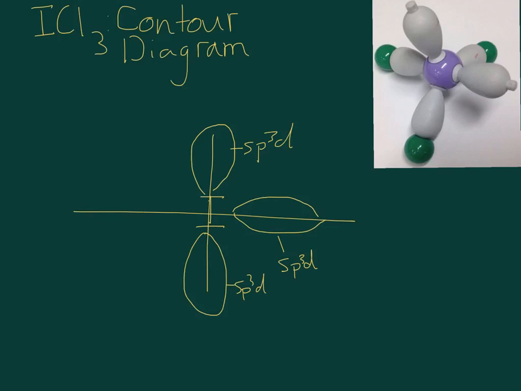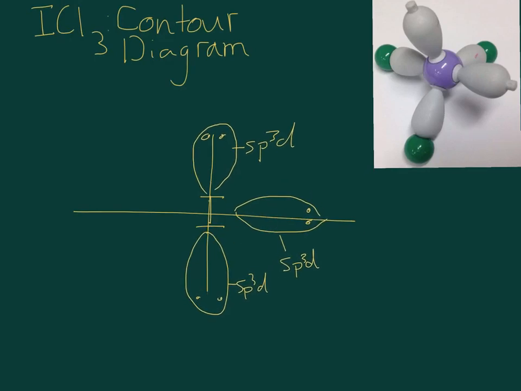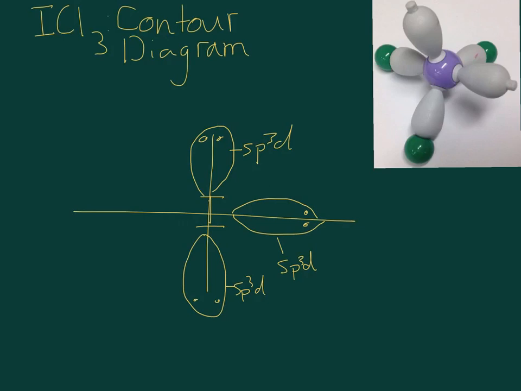Now we will attach our bonded electrons and include the overlapping chlorine orbitals, which are 3p. Here we go. There is one chlorine. Here is another. And our last chlorine.